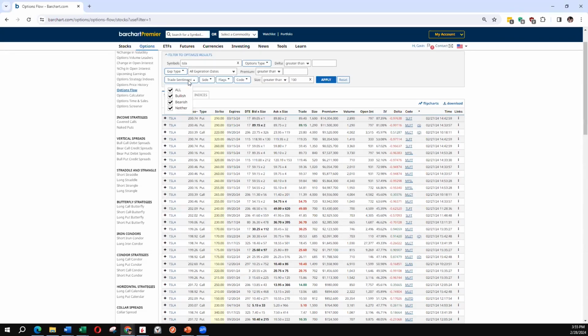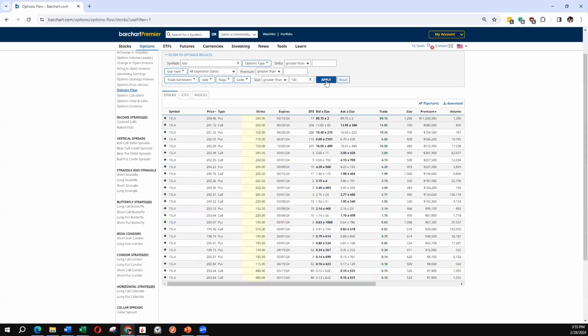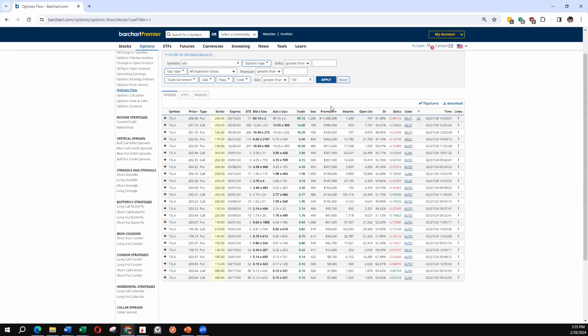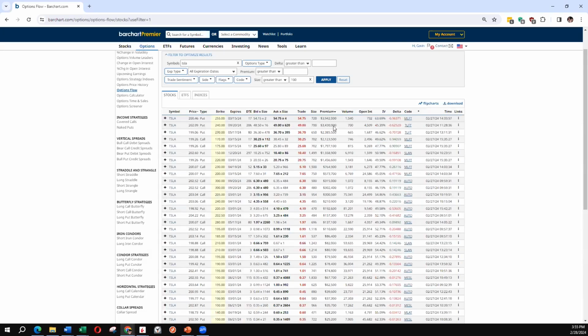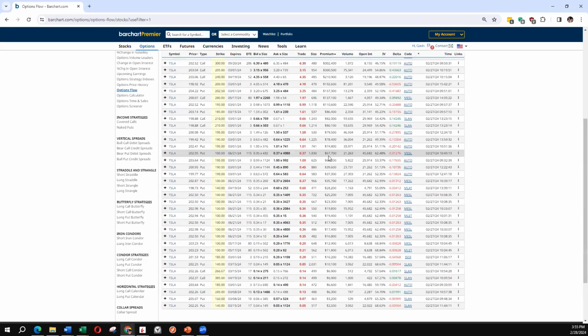Another thing we can do is filter for our trade sentiment here. We might want to just look at bullish option flow, and we can potentially sum up all of the bullish premium and then sum up all of the bearish premium, and that could give us some insights into overall sentiment. So we can see there's a bit more bearish action there.